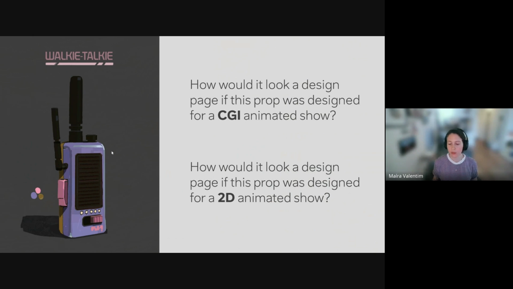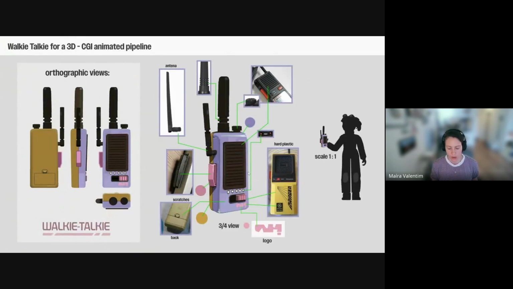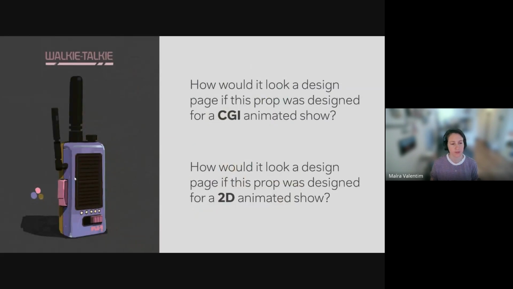And so that's when I'm going to talk about what is the difference for designing for a 3D show or a 2D show. So how would a design page look if this prop was designed for a CGI animated movie or a 2D animated movie? So this one here is for a 3D pipeline.